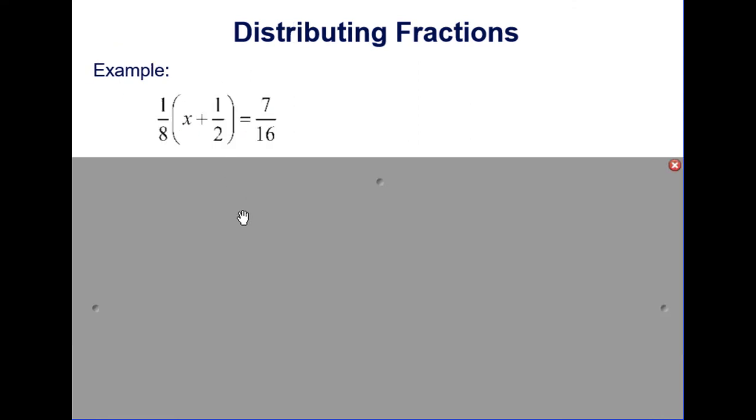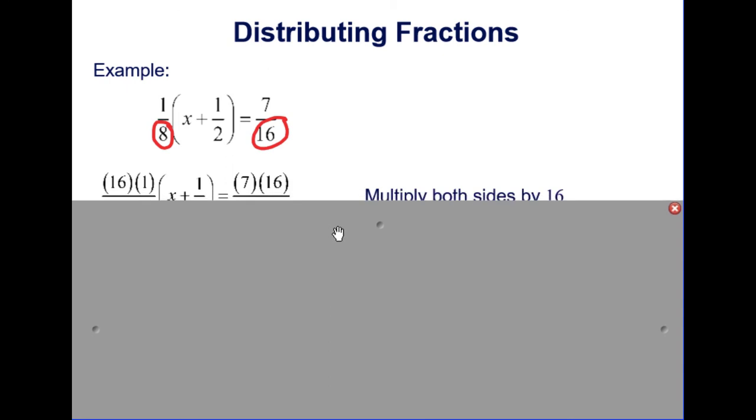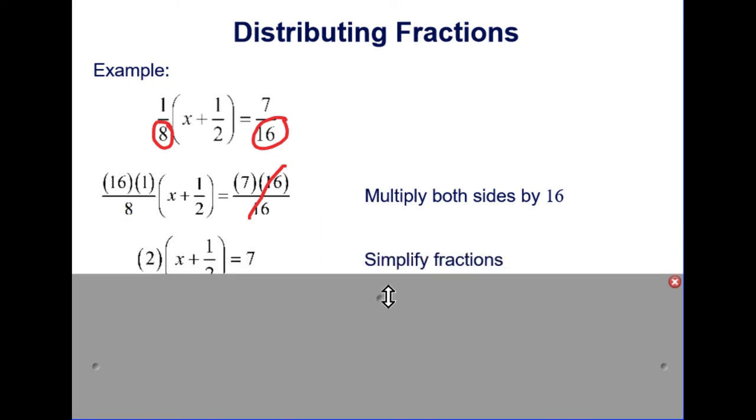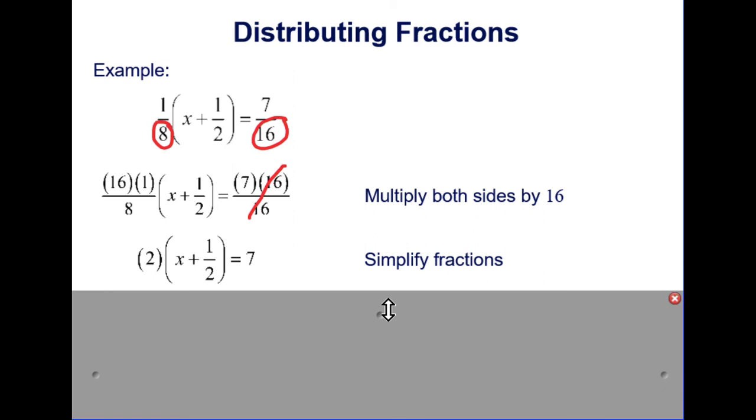Another example: instead of distributing the 1/8 to the quantity x plus 1/2 equals 7 over 16, we can again multiply by the least common denominator. Now we only have to look at the denominators of 8 and 16. So we'll multiply both sides by the common denominator of 16, which will undo dividing by 16 and simplify the left side to equal 2 times the quantity x plus 1/2 equals 7.